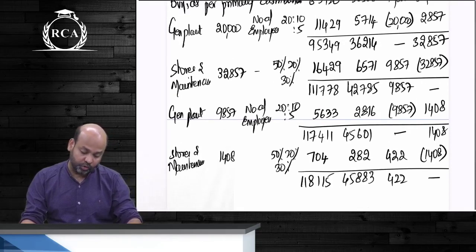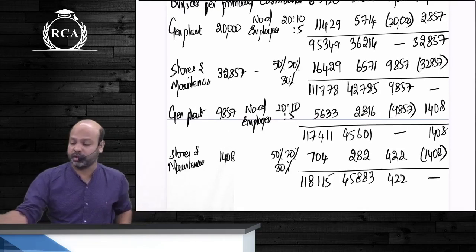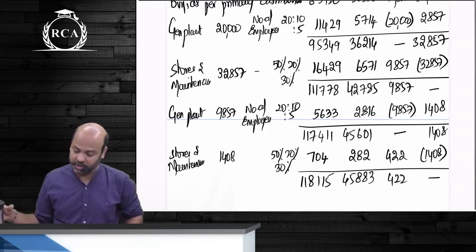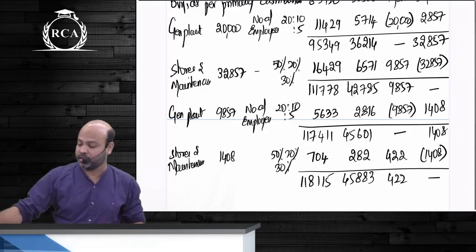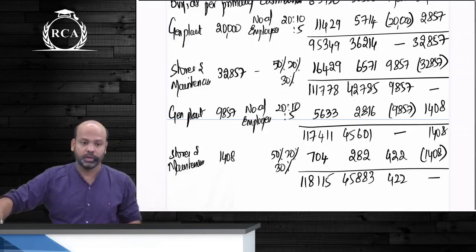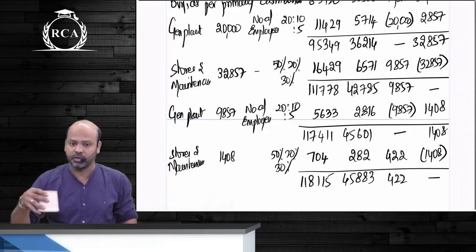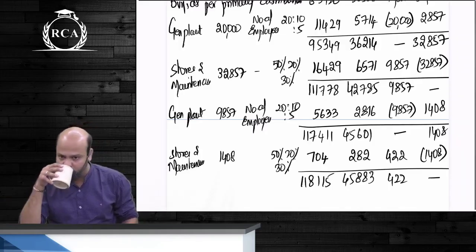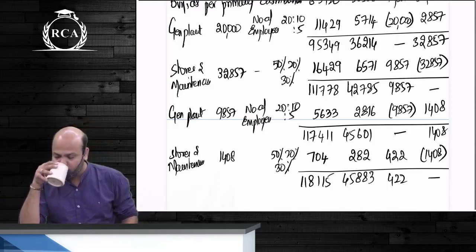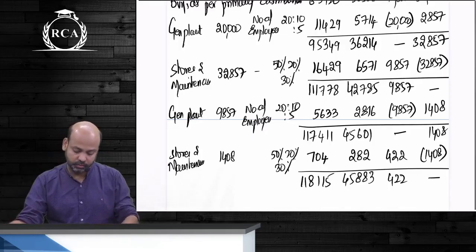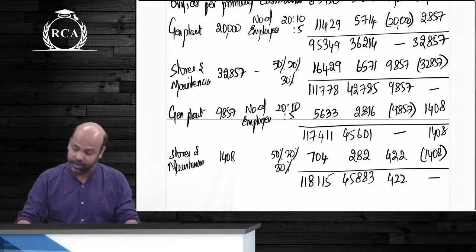We are done with 2 cycles. We have to perform one more cycle, guys. So we'll have to reapportion general plant, guys, and stores and maintenance once more. In the last one you will end up distributing the amount, guys, only to production departments in the ratio of 20:10. No, in the ratio of 50:20.